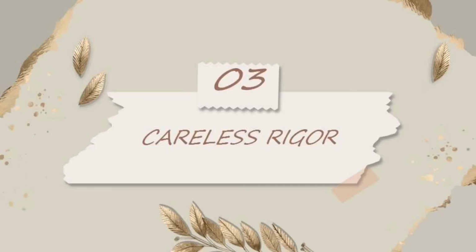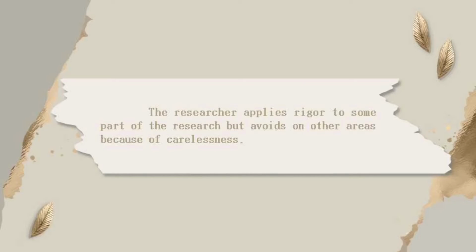Next is careless rigor. The researcher applies rigor to some part of the research but avoids other areas because of carelessness. Here, researchers want to reach their goals without putting in any real effort. For one or more of these reasons, a researcher may become careless during a study. First, to complete the research in a shorter amount of time. Second, to avoid tiredness from tedious work. And third, to avoid external pressures.